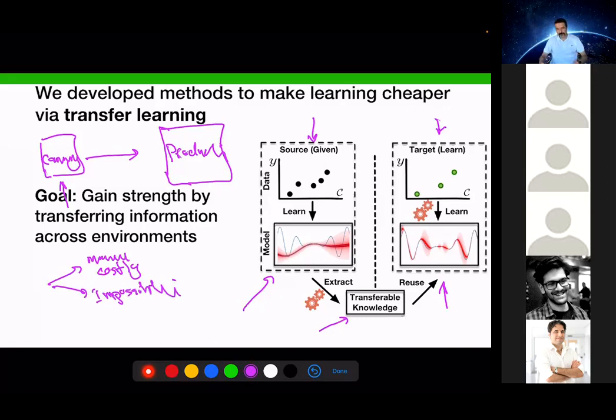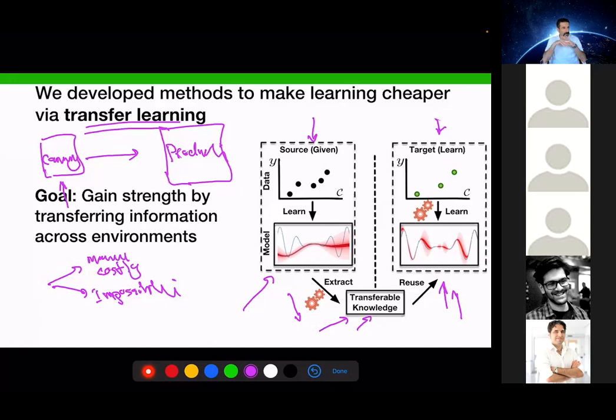But again, we would like to have some way to reason about performance in the target environment, using some invariances that you could discover, using some models that you could discover from the source environment. And this is very much related to transfer learning, right?